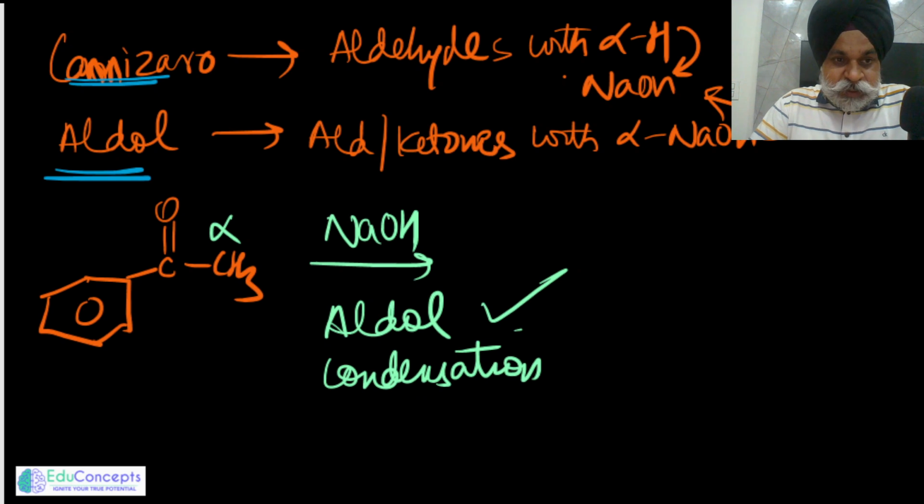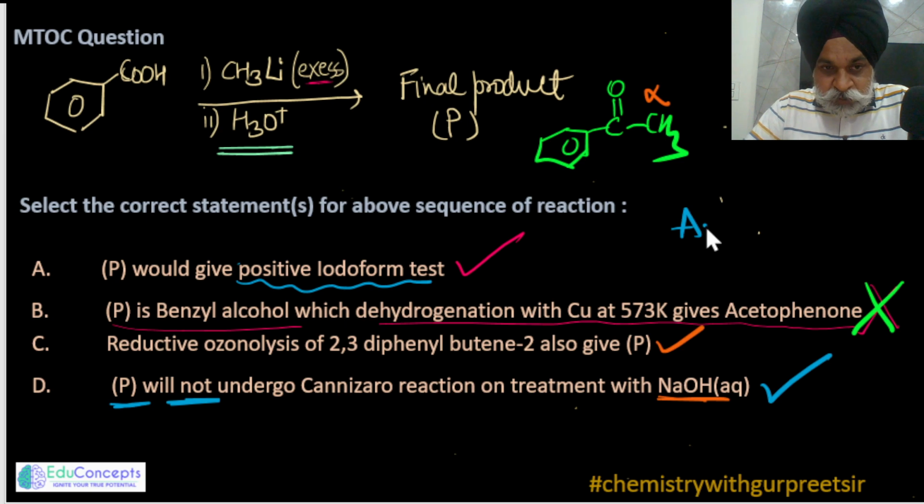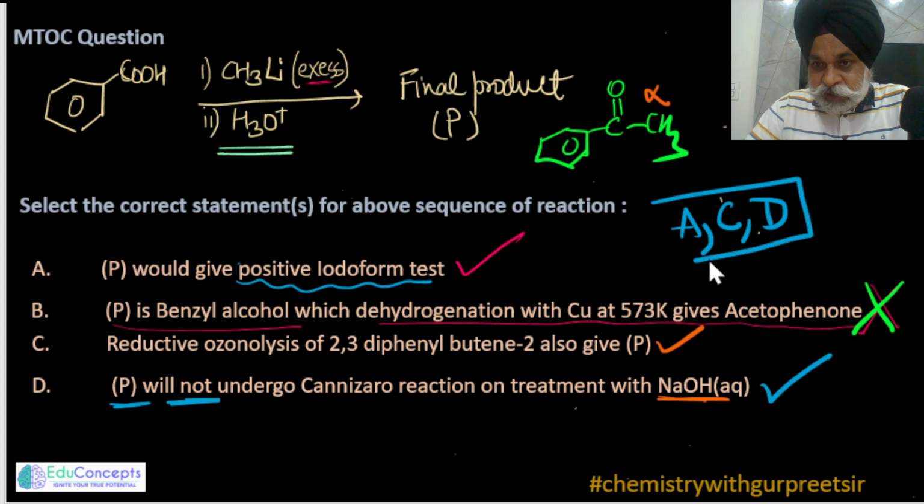In the more than one choice question, you have to be very, very particular about what they are writing. So they have written, P will not undergo Cannizzaro reaction on treatment. So this in a way is a right statement. So the answer to this question happens to come out to be, if I have done it right, you also would cross it out, A, C and D. So these are the 3 options which I find to be the correct statements for this particular question.